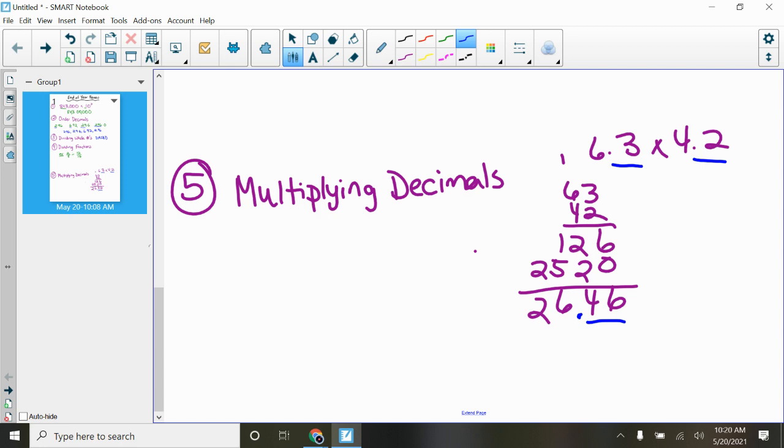But if you pay attention to how many are after, not in front. So, okay, all right, that's number 5.